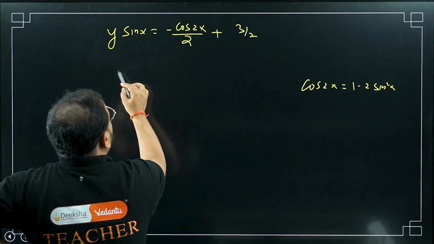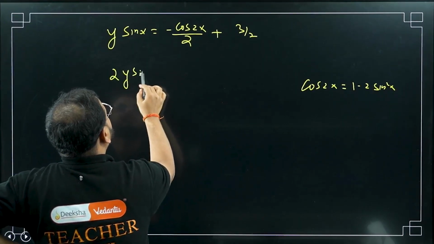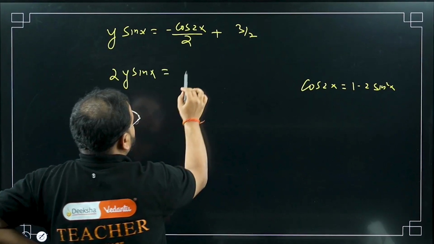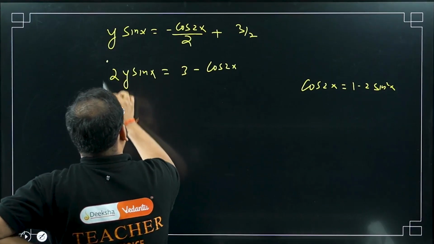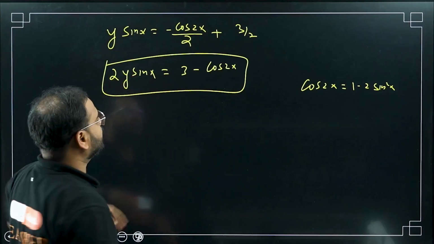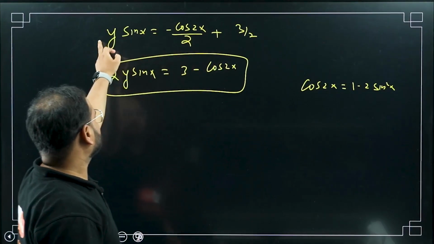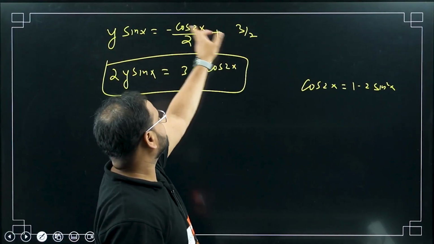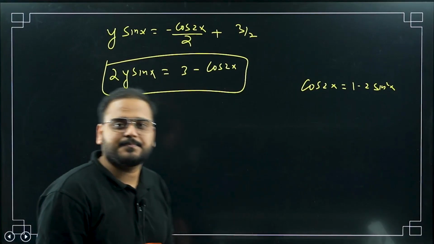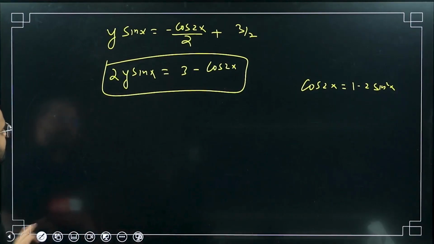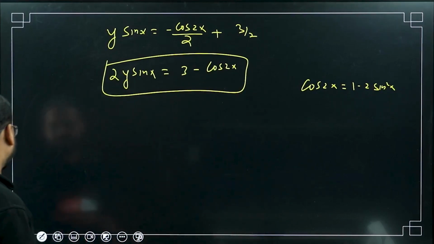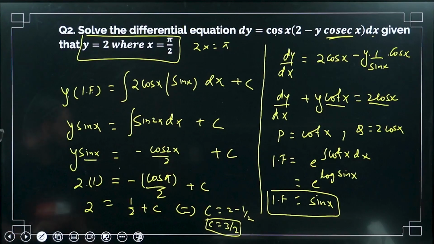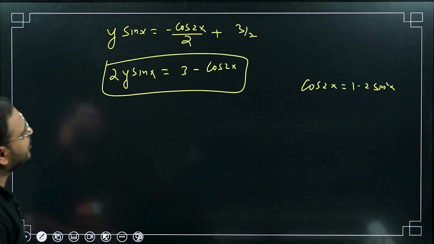So I can take 2 LCM over here. So 2y sin x equals 3 minus cos 2x. Have a look. I've taken 2 common, 2 LCM, and brought this 2 over here, 2y sin x, and this will become 3 minus cos 2x. My final answer. Yes. So if this is the answer, good. If not, then put it in terms of sin square x, 1 minus 2 sin square x. So I hope this is visible. Very simple question. Okay, all right.